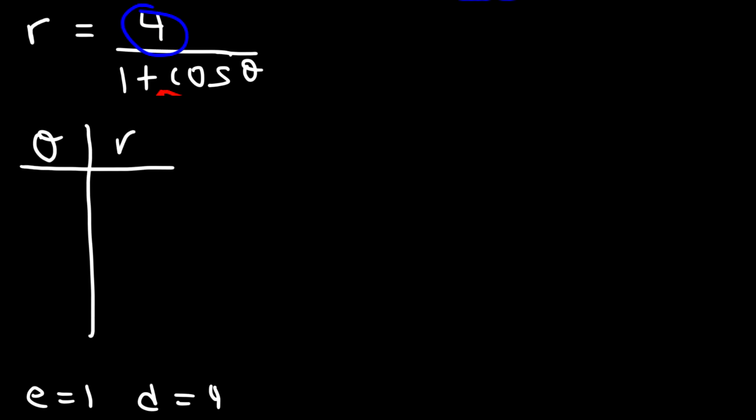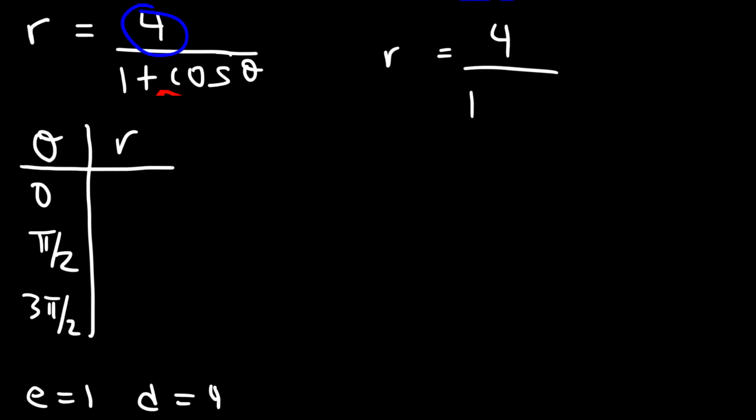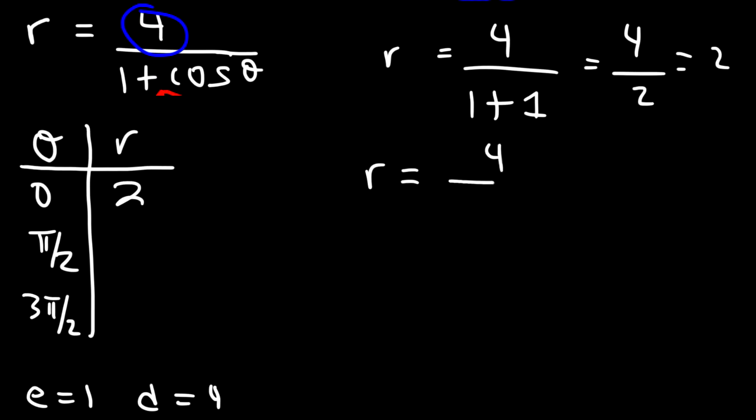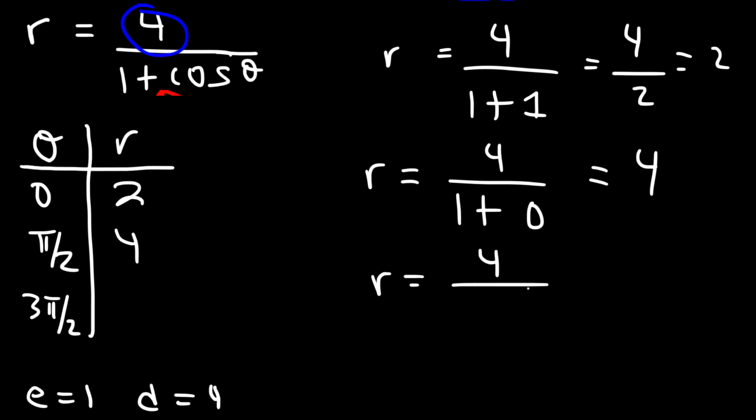So let's make a table with those 3 values. Using this equation, when theta is 0 degrees, what is r? Cosine 0, that's 1. And so 1 plus 1 is 2, 4 over 2 is 2. Now what about when theta is pi over 2? What is the value of cosine pi over 2? Cosine pi over 2 is 0, so this becomes 4 over 1, which is 4. And when theta is 3 pi over 2, cosine 3 pi over 2 is 0, so we get the same r value.